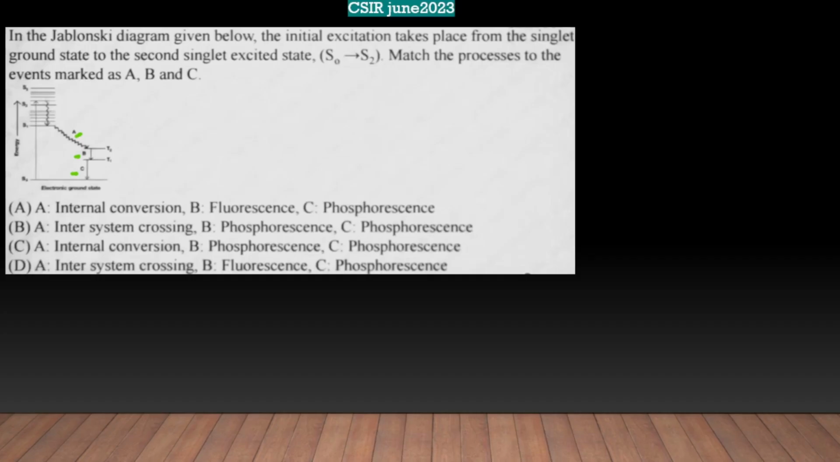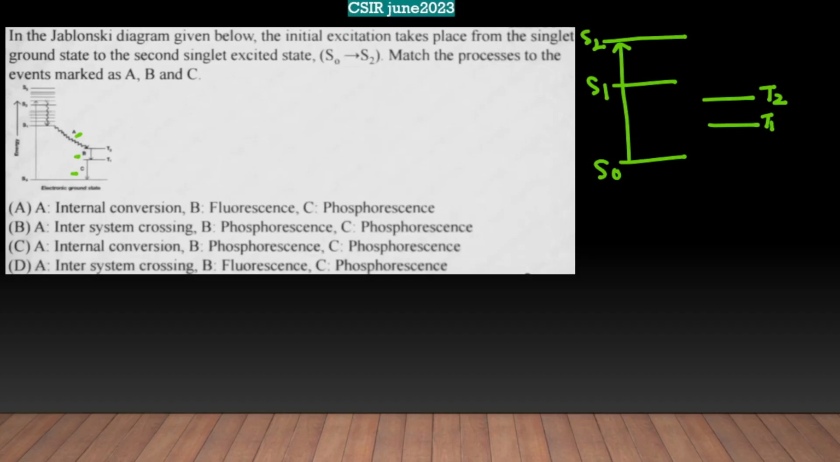So let me just draw this Jablonski diagram firstly. This is S0, here is S1, and here is S2. So from S0 to S2, this excitation of the molecule has taken place. Here are 2 triplet states present, T1 and T2. In the first process A, the particle is coming from the S1 to the T2 state.